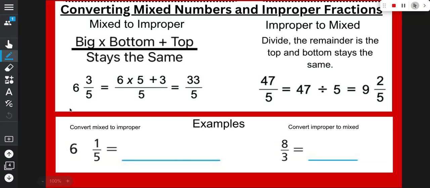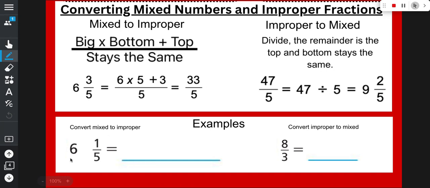So if I have 5 out of 5, 6 times, really I would have 5 times 6. So it would be 30 pieces, but I had that 3 left over on top, so we need to add that to our amount. So big times bottom plus top is your top. The bottom number stays the same. In this case, our bottom number was 5.